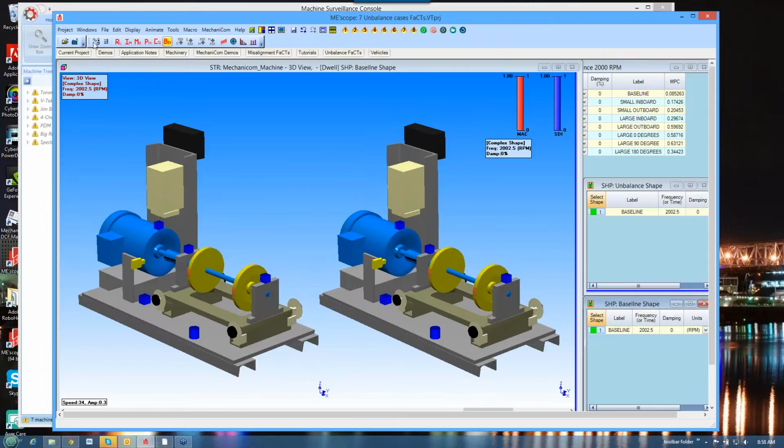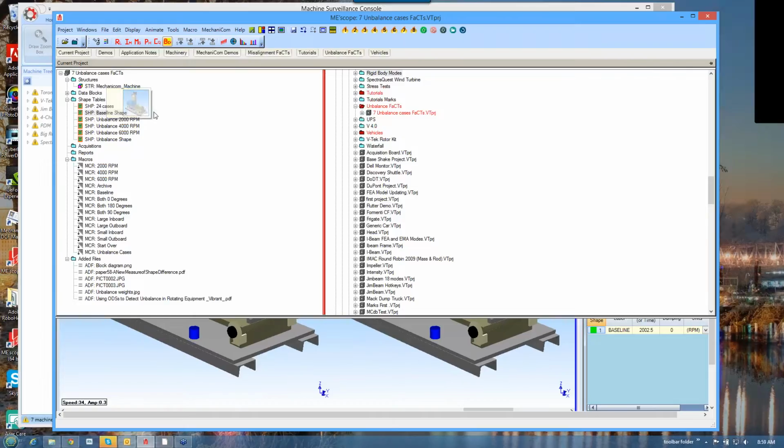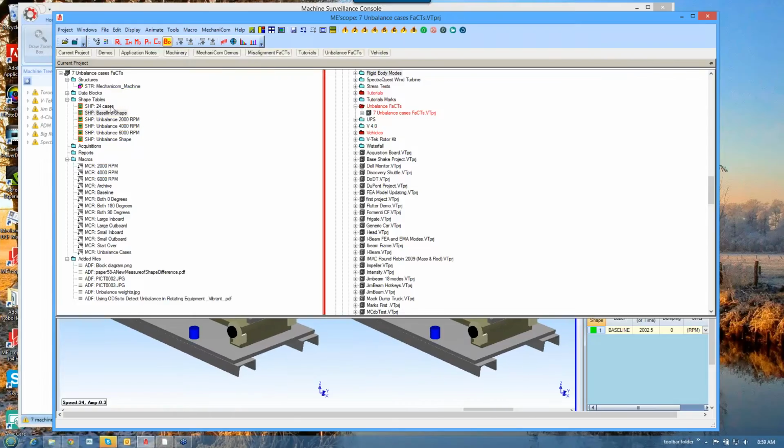Let me start off by looking at this project. You can see that there's quite a few files in this current project. There's a structure model, which is what we're seeing animating on the screen, and we have a comparison display of 2 different shapes in the comparison. And there is a number of shape tables. So this is the data that we've saved from this particular rotor kit. And then down below are a number of macros. So these are the macro programs that we're going to look at in more detail.